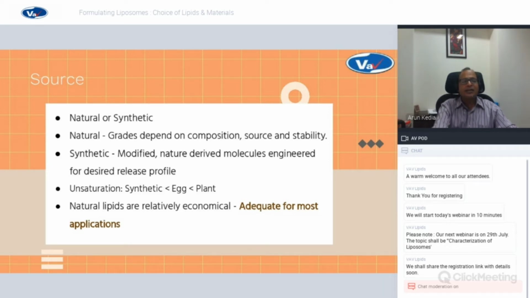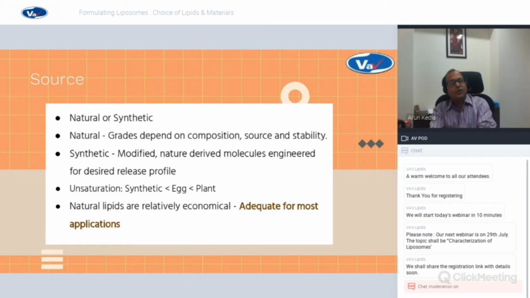Natural grades can widely depend on the composition, the source, and consequently the stability on the grade. Now, the more classical natural lipids used in liposomes is soya bean, most common, sunflower, these are from plant sources. And then we can have within the animal kingdom, most common is egg sources.